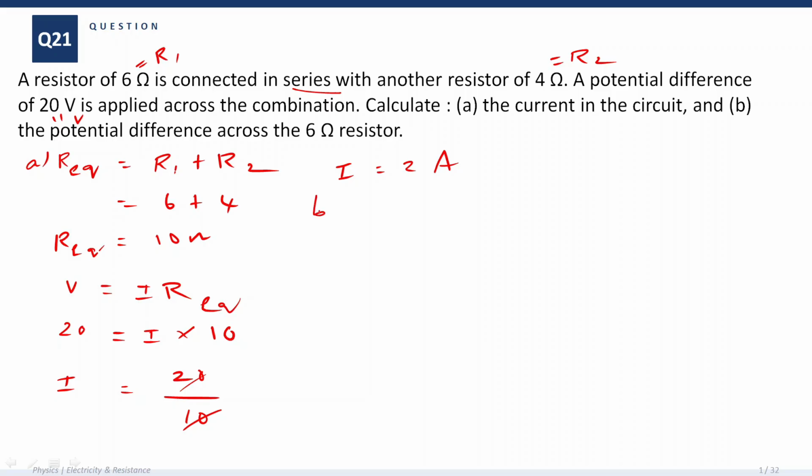Part B. The potential difference across the 6 ohm resistor is, so once again here, potential difference he asks across 6 ohms. I will write V1 is the potential difference across 6 ohms. Our resistance is 6 and current is 2. Then V1 we will get 12 volt.